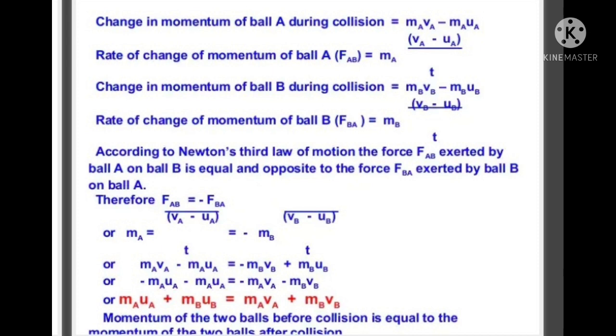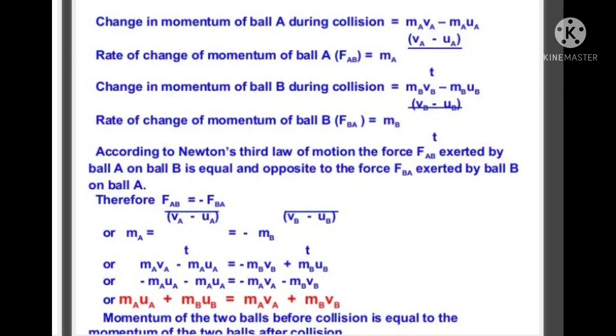According to Newton's third law of motion, the force FAB exerted by ball A on ball B is equal and opposite to the force FBA exerted by ball B on ball A. Therefore, FAB is equal to minus FBA, that is MA (VA minus UA) is equal to minus MB (VB minus UB).